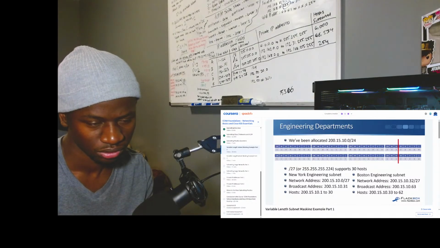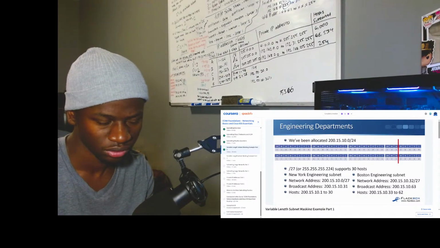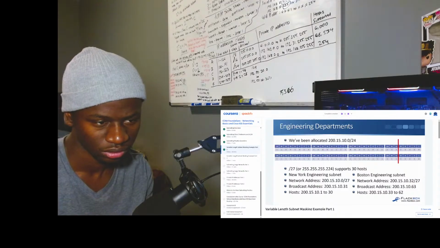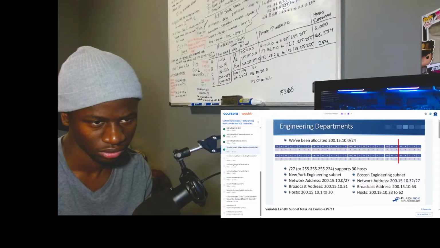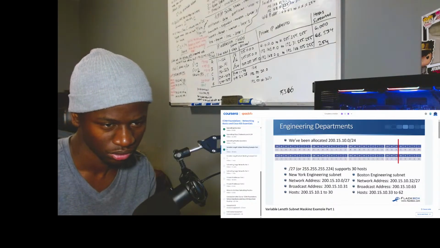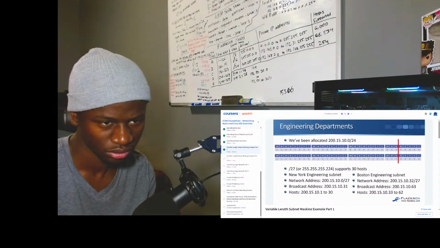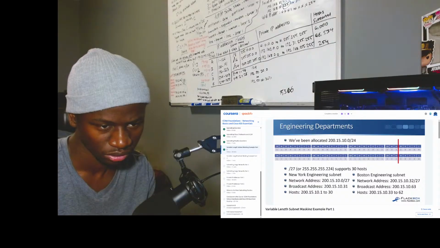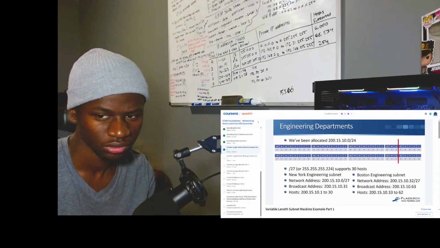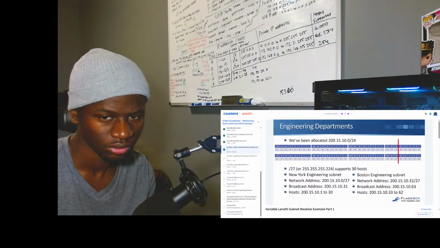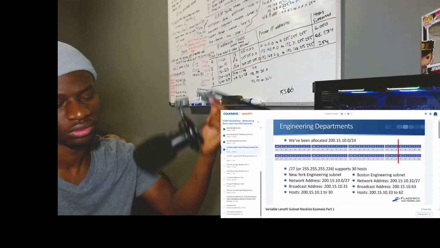Next is the Boston engineering subnet. The last broadcast address used was .31, so the network address we're going to be using is .32. So the network address is 200.15.10.32/27. Again, we're still using that /27, where the line is after the 32. So the next network address would be .64. So our broadcast address must be 200.15.10.63, which is one less, and our hosts are going to be what's between the network and broadcast address. That's 200.15.10.33 up to 62. So that was the engineering department taken care of.